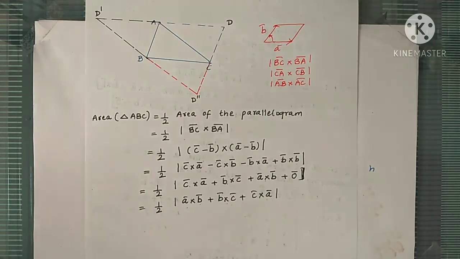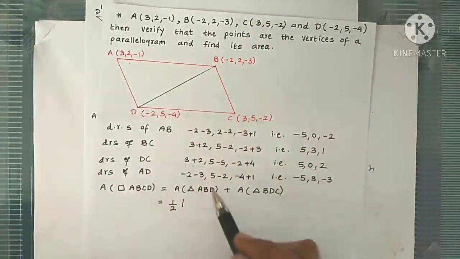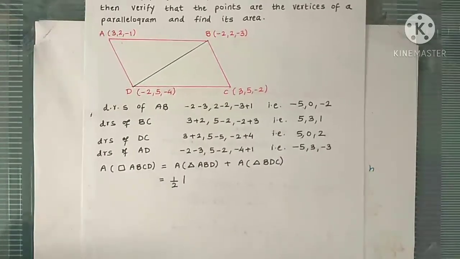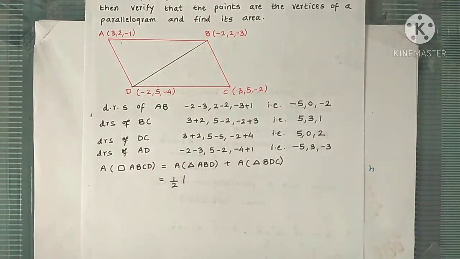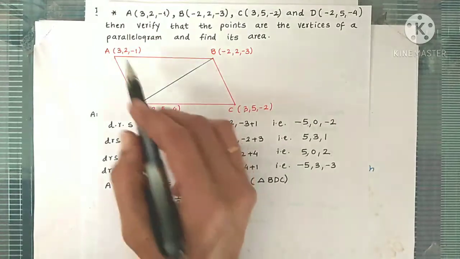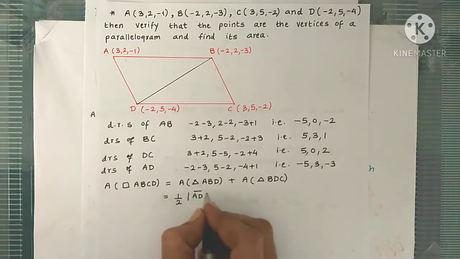So now we are able to solve the question we have kept aside. Okay, consider the question again. Now the area of quadrilateral ABCD is the area of triangle ABD plus the area of triangle BDC. The area of triangle ABD is half modulus of the cross product of any two sides. So let's take the cross product of AD bar and AB bar. So it is half modulus of AD bar cross AB bar.